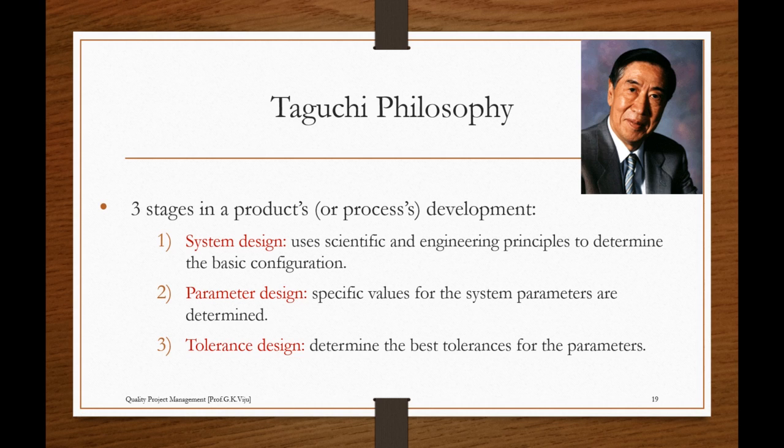So he has three concepts: design quality into the product, achieve quality by minimizing deviations from the targets, that is by using parameters, and measure the cost of quality as a function of deviation from the standards or tolerance, in other words, it is called Taguchi's loss function.